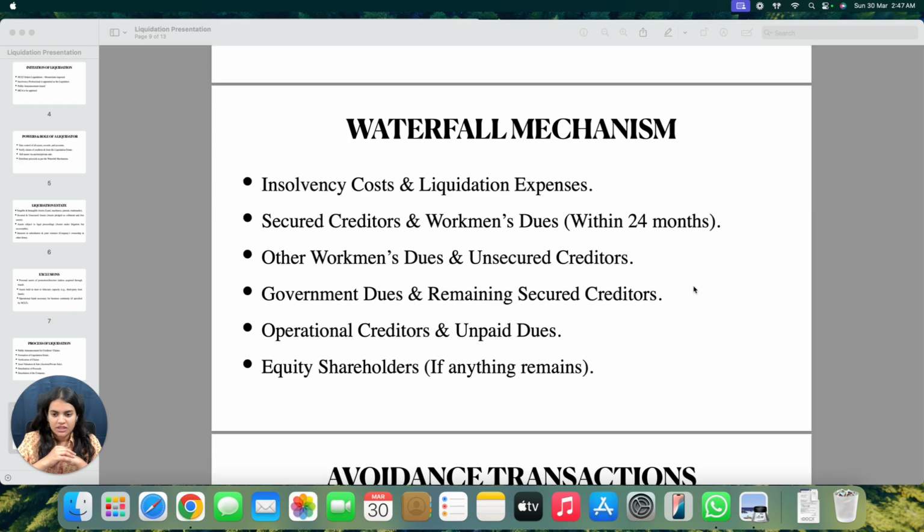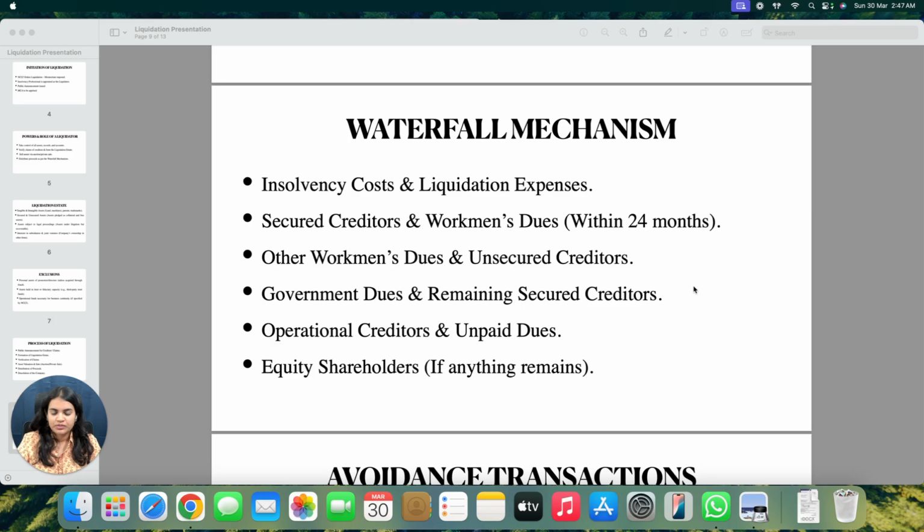Even statutory and government dues, though they are explicitly provided for in the subsequent portions of the waterfall mechanism, if they create a charge, then even though they are government dues, they may also be considered as secured creditors. This was the finding of the Supreme Court in the case of Rainbow Papers.